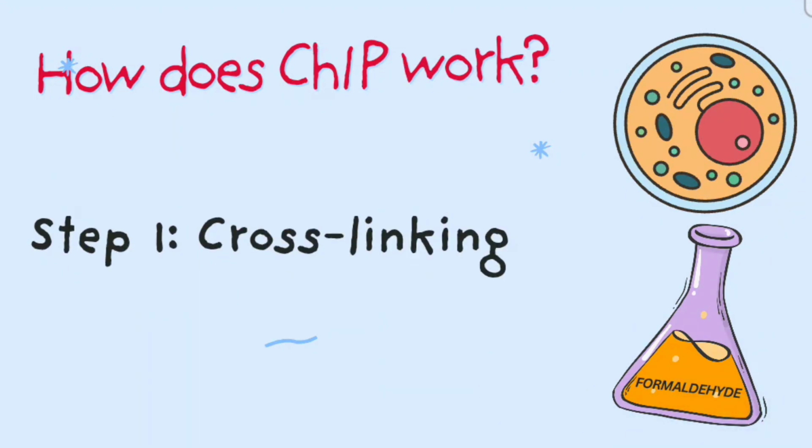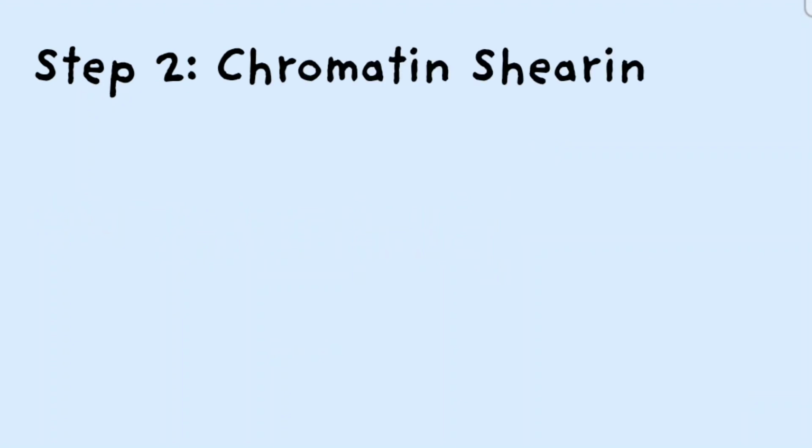Cross-linking reagents are used to fix proteins to the DNA that they bind. Formaldehyde is one of the most important reagents typically used to achieve this fixation. The second step is chromatin shearing or fragmentation.